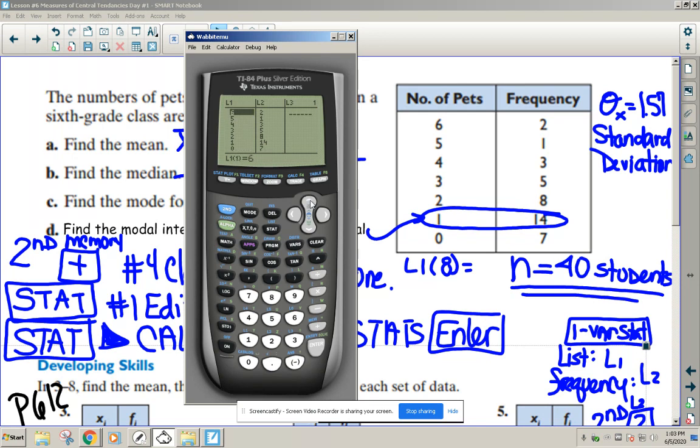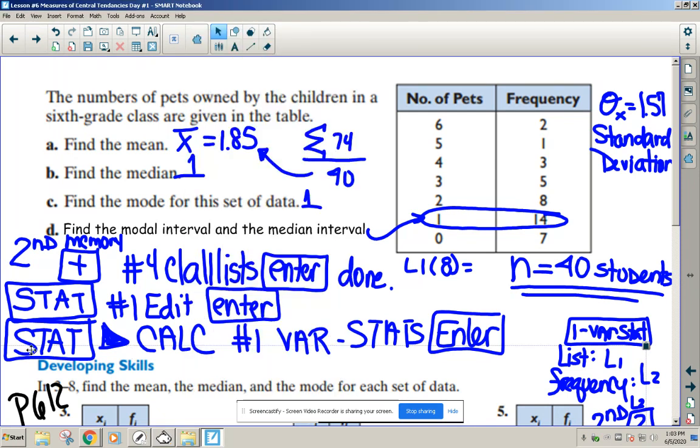I always check my lists because, guys, you should know by now, I am the queen of making stupid mistakes, and typing something wrong is very easy to do. So once you know your data is right, now we're on this last part here. Stat, hit the arrow to the calculate menu, and then you're going to pick number 1, 1-Var Stats, variable statistics.